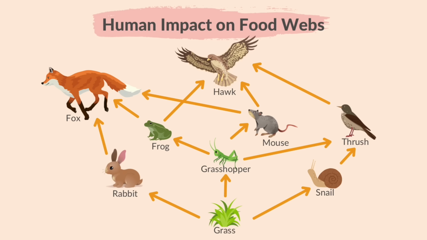The population of thrushes would decrease slightly as they eat grasshoppers as well, but they have snails as another food source. So we can see that when one trophic level is damaged, all that follow are also impacted as the amount of food for them decreases.